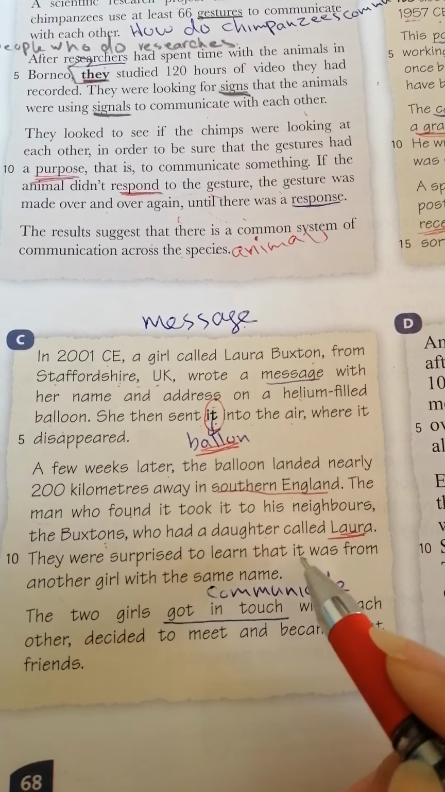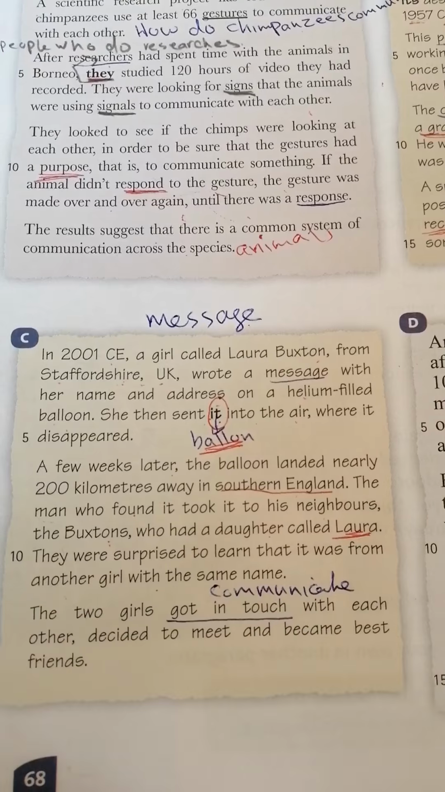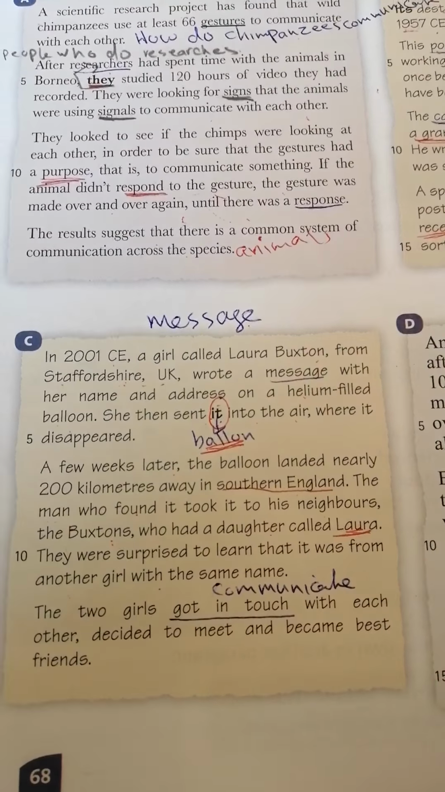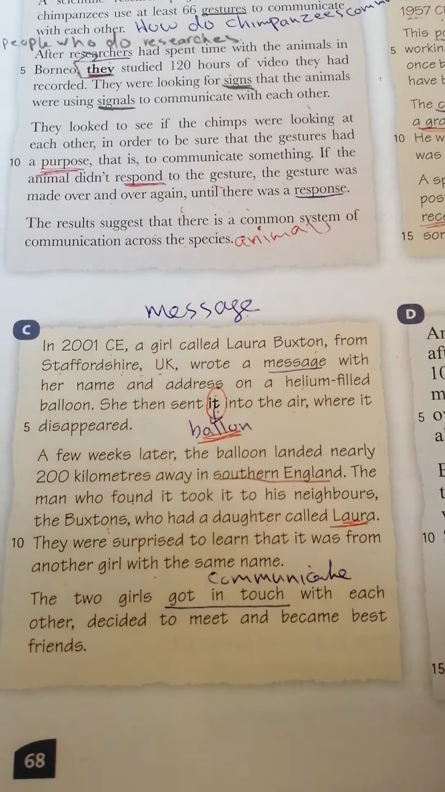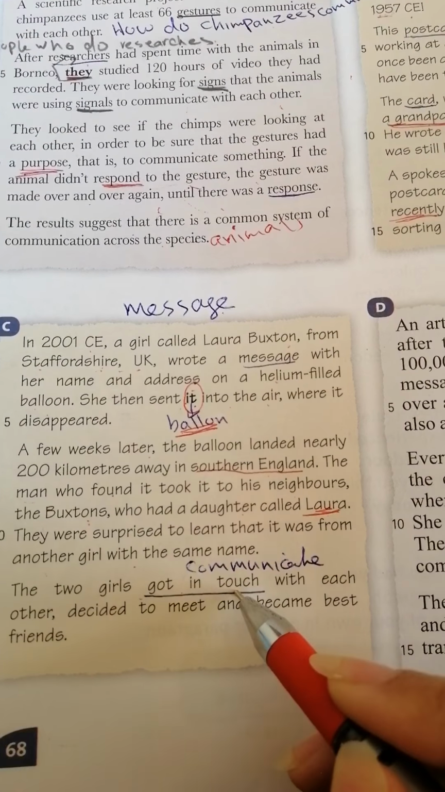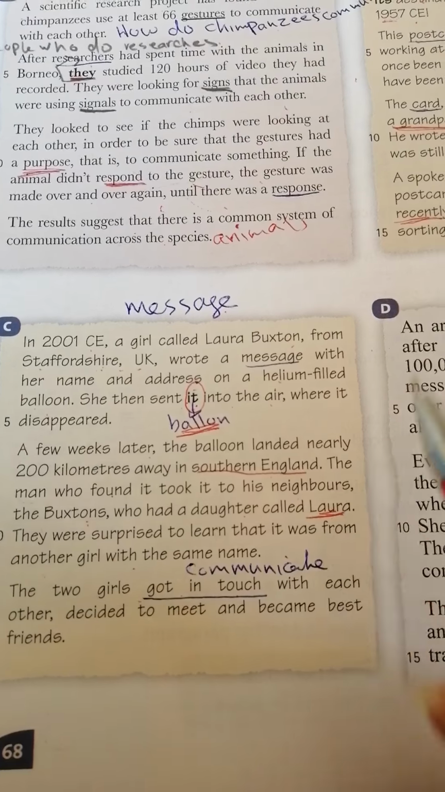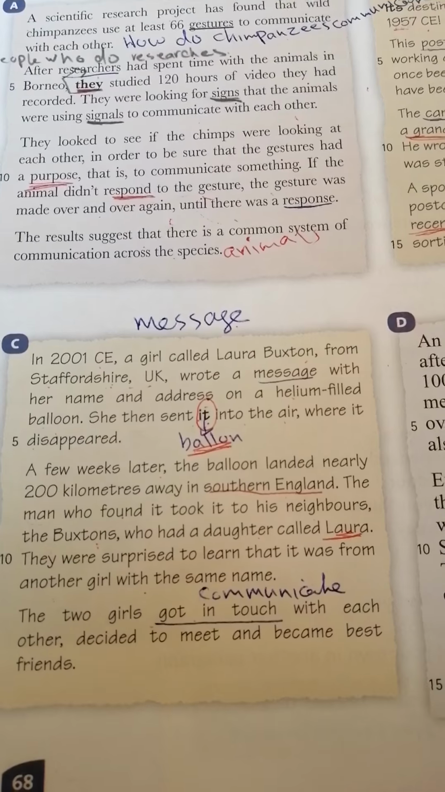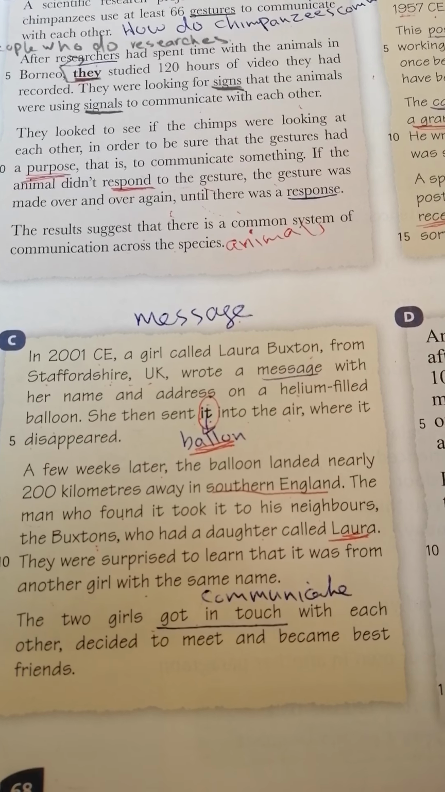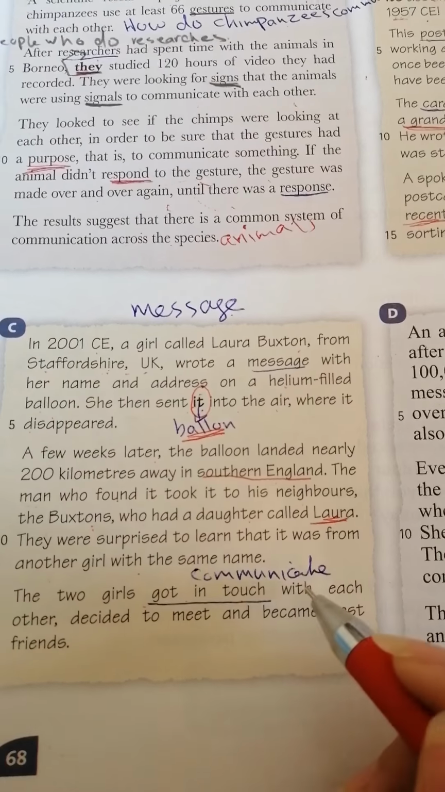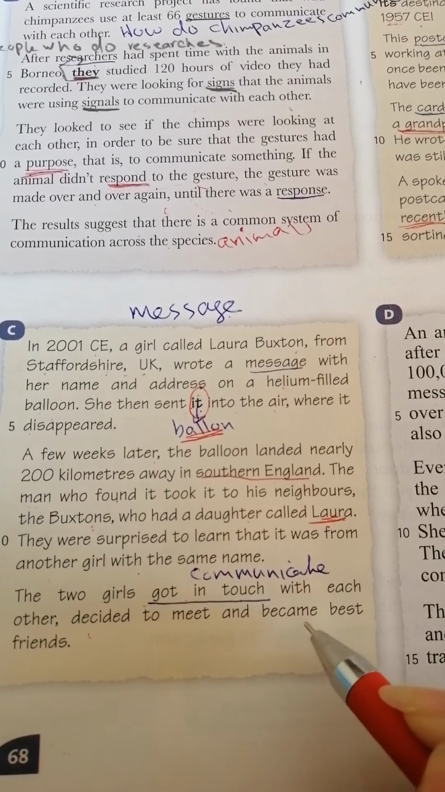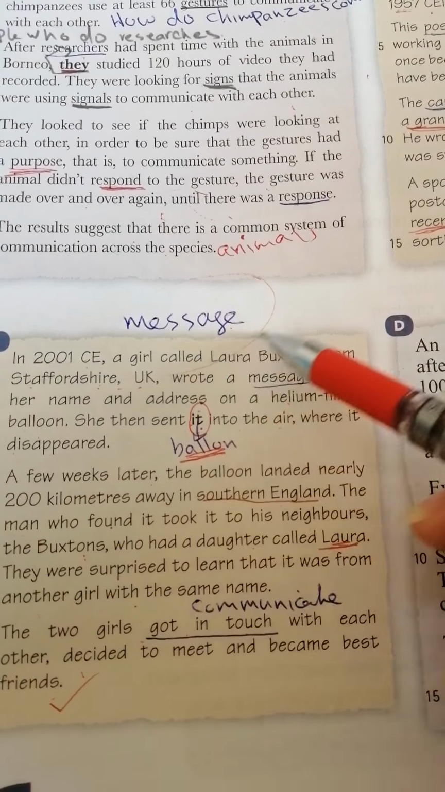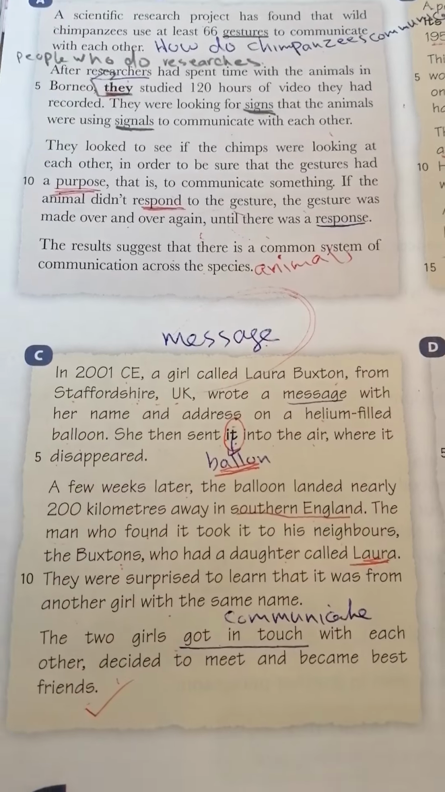They were surprised to learn that it was from another girl with the same name. Both of them are called Laura, but they live in different sides of the country. The two girls got in touch, they kept communication. Why? Because the first girl, Laura number 1, wrote her address and her phone number. They got in touch with each other, decided to meet, and became best friends. So what kind of communication here? It's a message which is written on a balloon.